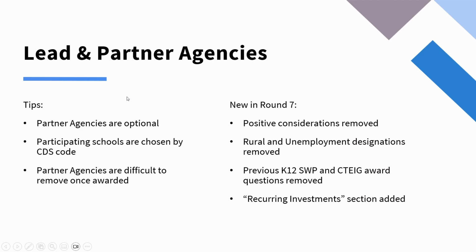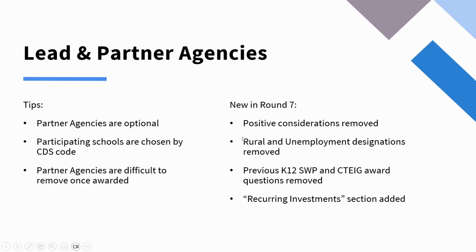This is where we put in the information on our lead agency and any partners. Partner agencies are optional. And just like when you were choosing that lead at the beginning, all the agencies, including participating schools, are listed in NOVA on CDS code. So if you are having problems finding them, because it's a pretty long list, you can always search by CDS code. On this page for round 7, you'll see a few differences. The positive considerations are removed. That's now a standalone section that we'll go over next.